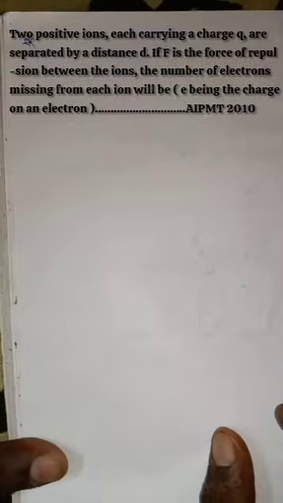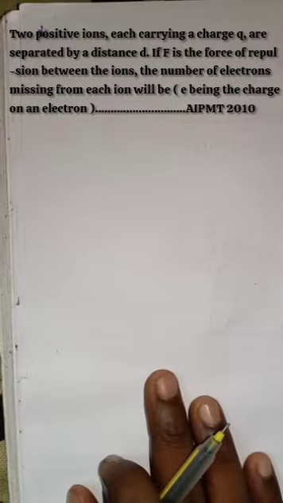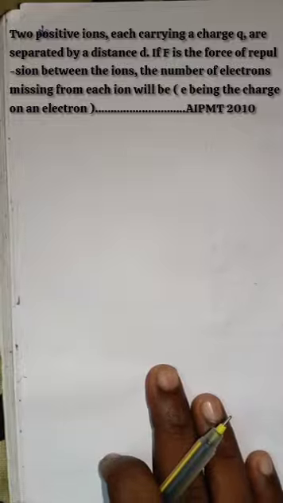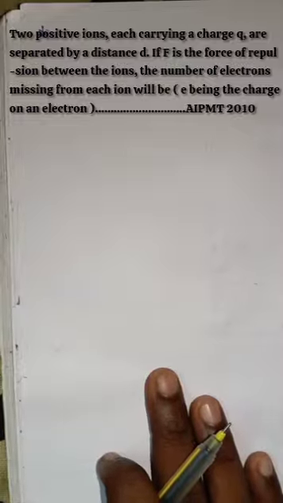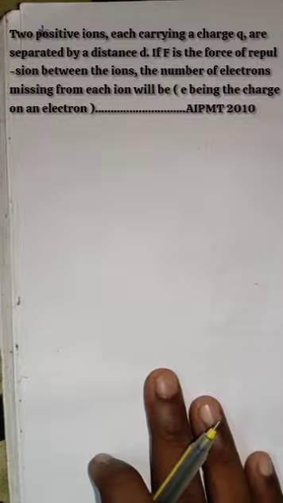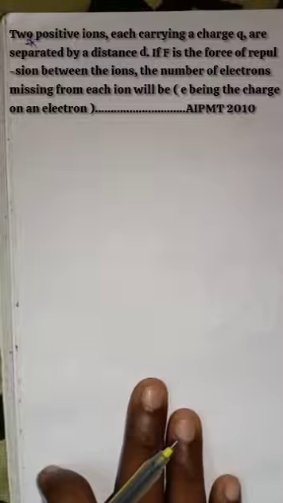The next question is, two positive ions each carrying a charge q are separated by a distance d. If F is the force of repulsion between the ions, the number of electrons missing from each ion will be, e being the charge on an electron. This is an AIPMT 2010 question.